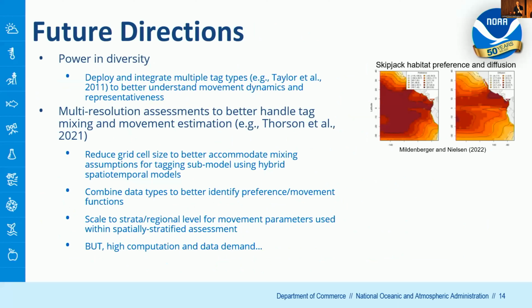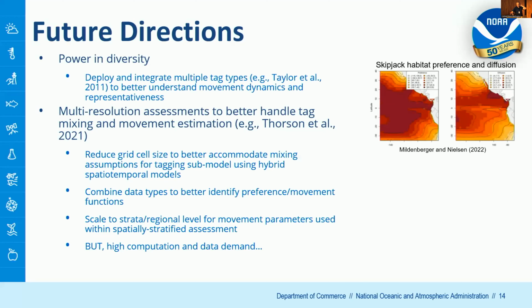And so just quickly, future directions, same points again. I think there's power in diversity using multiple tag types simultaneously within these integrated models. They are integrated models, which means you can integrate basically anything you want. So I think that's an important thing to remember, that we can start using both conventional and electronic tags and these natural tags, things like that, genetics, all of the above.